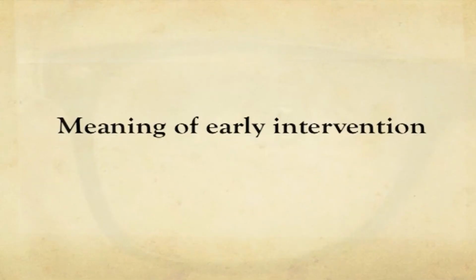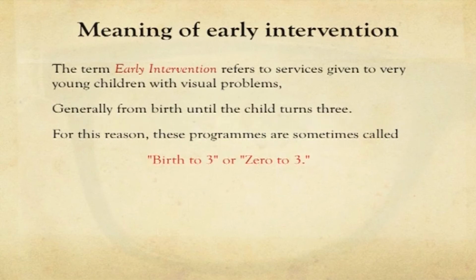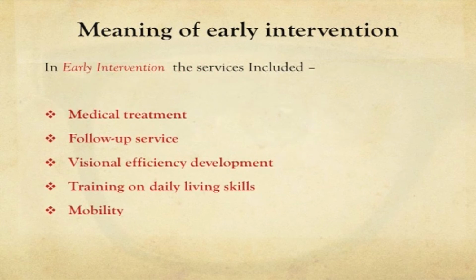Meaning of early intervention. The term early intervention refers to services given to very young children with visual problems, generally from birth until the child turns 3. For this reason, these programs are sometimes called birth to 3 or 0 to 3. Services include medical treatment, follow-up service, visual efficiency development, and training on daily living skills and mobility. The hope is that these services provided early will address any delays in development so that the child will not need services later on. At age 3, if a child still needs help, he or she might be referred to the special education program.